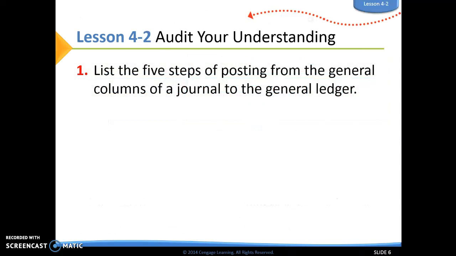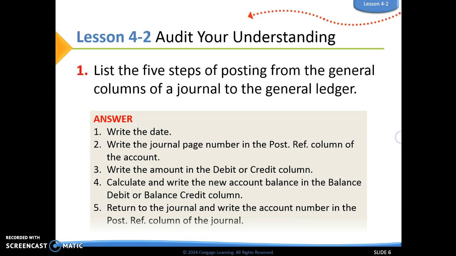All right, number 1, it says list the 5 steps of posting from general columns of a journal to the general ledger. Step 1 is to write the date. Step 2 is to write the journal page number and the account. Step 3, write the amount, either debit or credit. 4, find the new balance and write it in the debit or credit column. And then 5, take that account number and put it back in the journal post reference column.